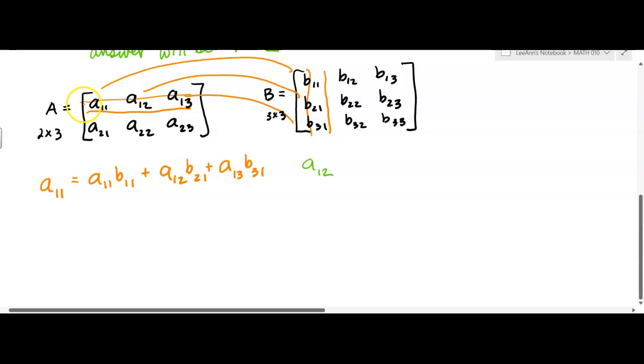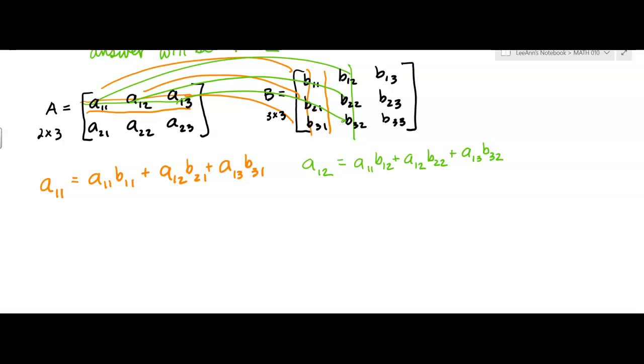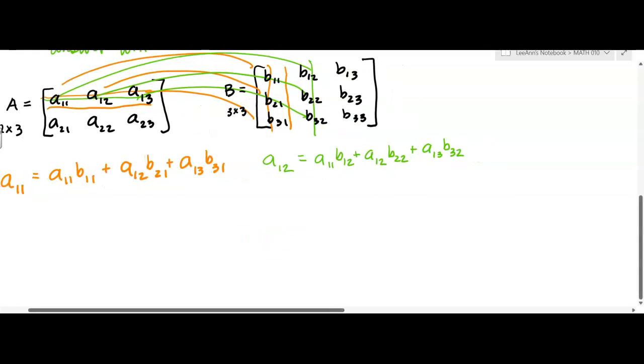A12. You're going to take the first row times the second column. So that's going to be A11 times B12 plus A12 times B22 plus A13 times B32. Okay, so you're looking at this times this, this times this, this times this. So a lot of arrows in there, so it might be confusing, but you'll get the hang of it. It takes a little while to get the hang of it.